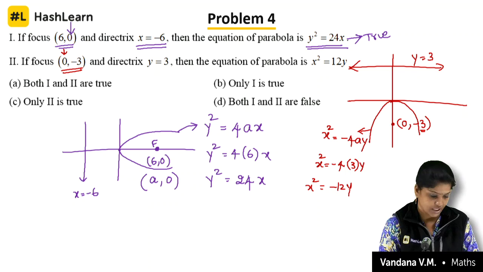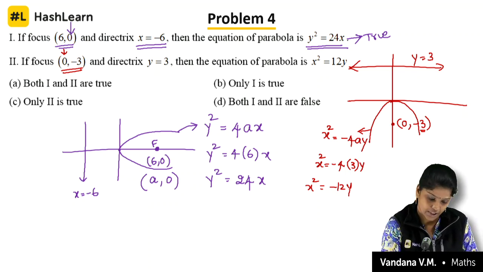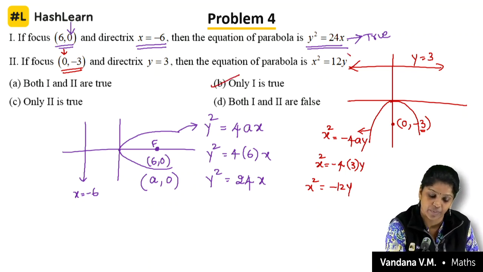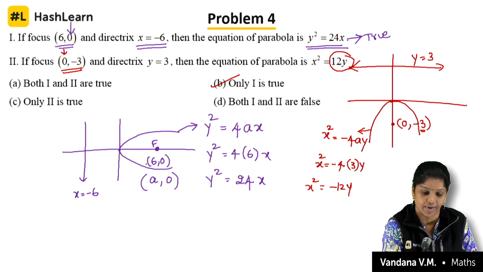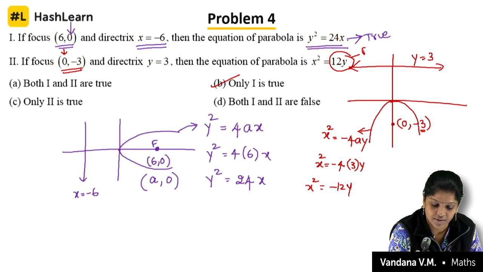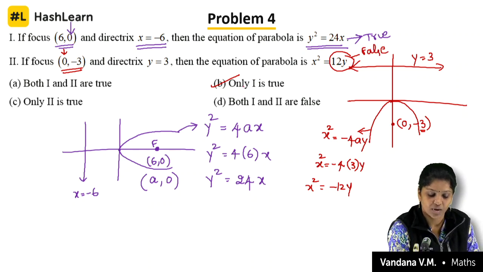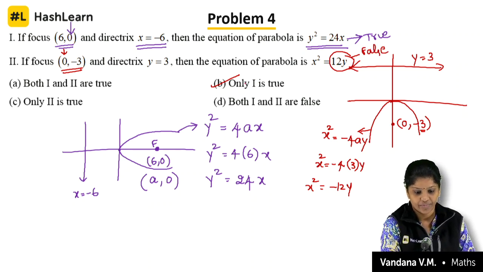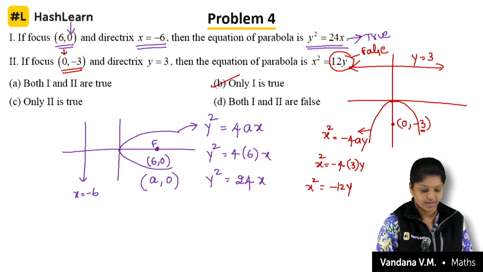So, which option is correct? Your option is B. Only one is correct, because they gave x square is equal to 12y. It should be minus 12y, so it is false. Only one is correct. Yes. Next one.